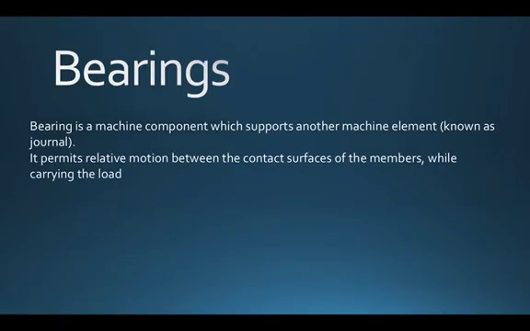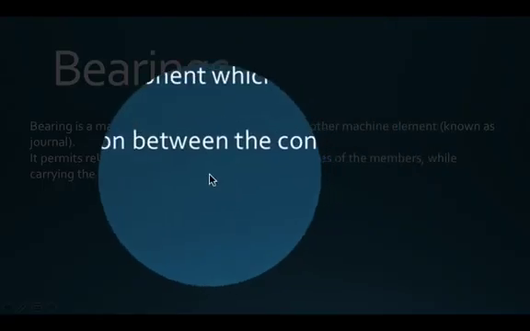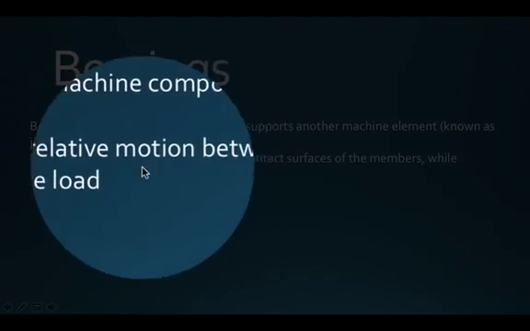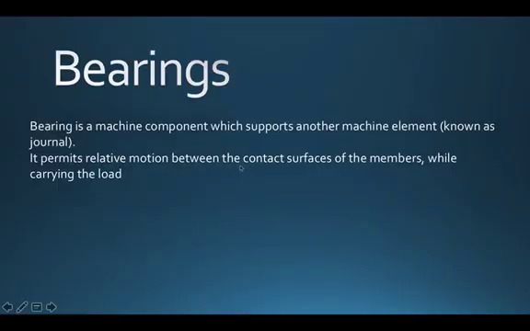So a bearing is a machine element which supports another machine element, known as the journal, and it permits relative motion between the contact surfaces of the members while carrying the load. So these are the two important points: first, it permits relative motion between the machine elements, and it also carries the load. So the bearing deals with two functions: one, it carries the load, and the second, it permits relative motion. That's the speciality of a bearing.